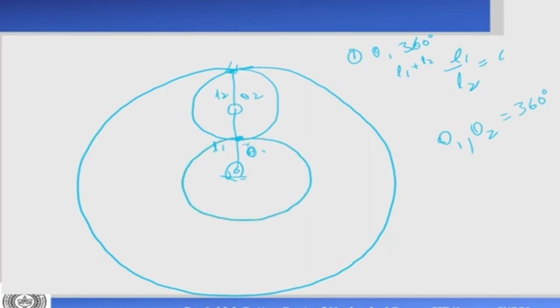So how did I get it? First I got the outer circle, which is L1 plus L2. I rotated theta 1 by 360 degrees. Then I rotated theta 2 by 360 degrees. So first theta 1 rotated by 360 degrees, giving the outer circle equal to L1 plus L2. Then I rotate theta 2 by 360 degrees, so what I get is another small circle. So this is the extreme end where it can come.